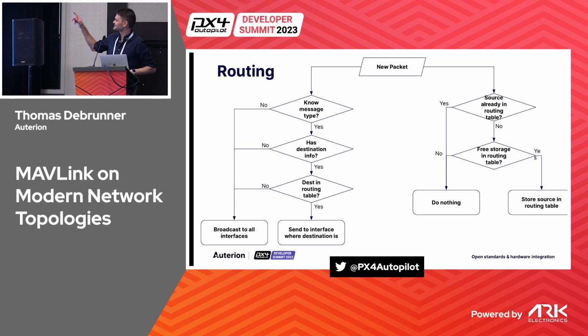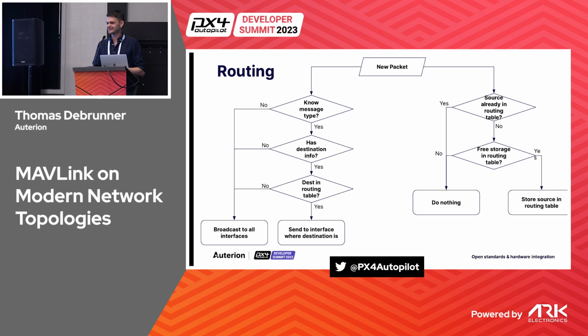So your router gets a new packet. And then you basically go to the left-hand branch here and you say, do I know this message type? Am I able to decode this message type? If not, even if this message had a target, even if this message was a directed message, I wouldn't know where it should go. So I'm just going to broadcast it to all interfaces. You all have it.